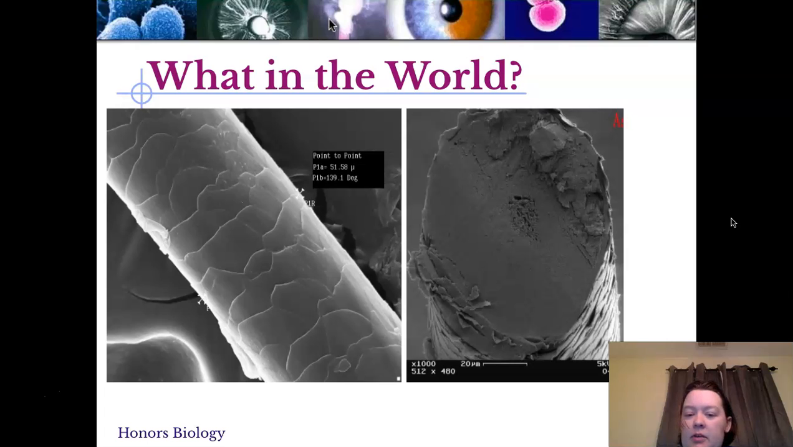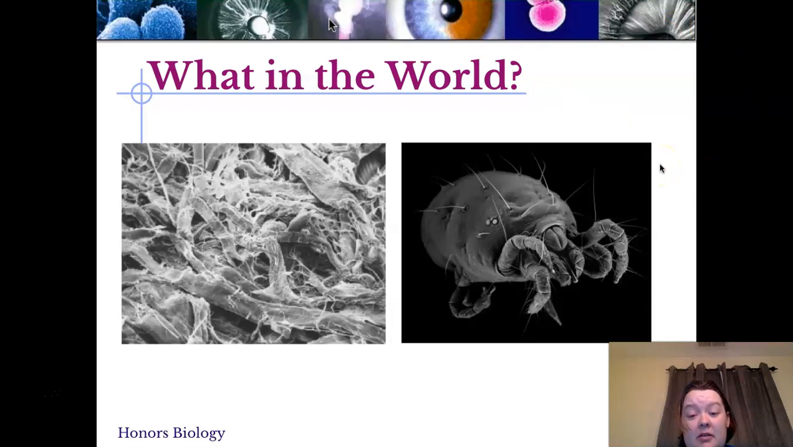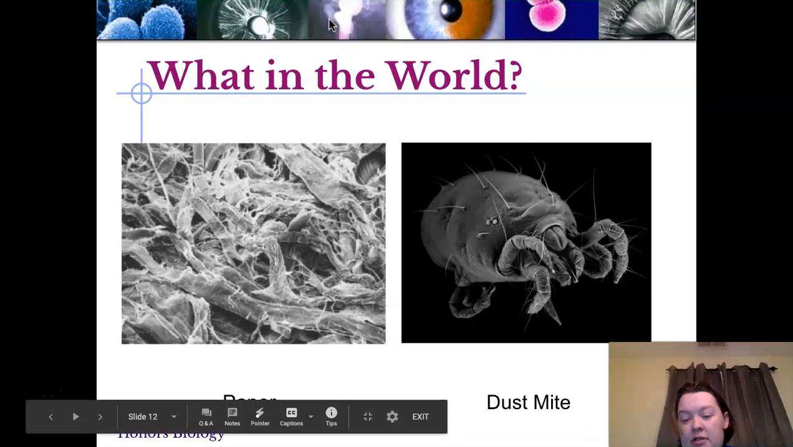So here we're going to do some what-in-the-worlds. We have some magnified images here, and let's think about what they are. This one is an eyelash. Can you imagine? That looks so much larger than an eyelash because it's so highly magnified. This one, you can kind of figure out or have an idea of what it is based over here. This is actually paper, highly magnified paper, versus a dust mite in this image.